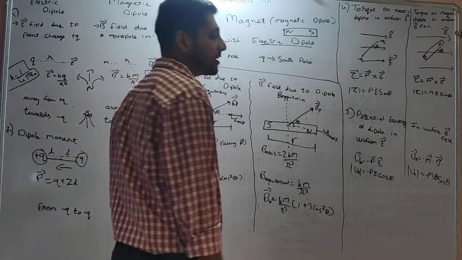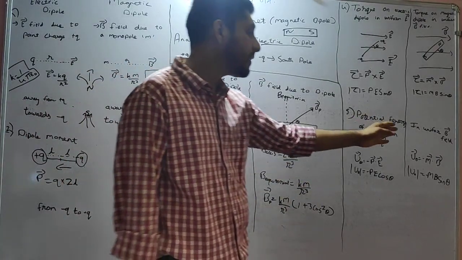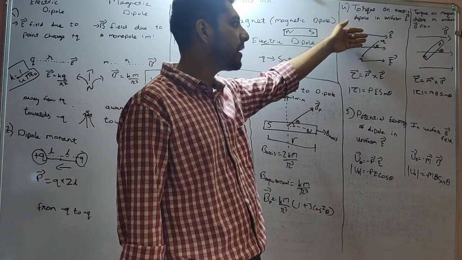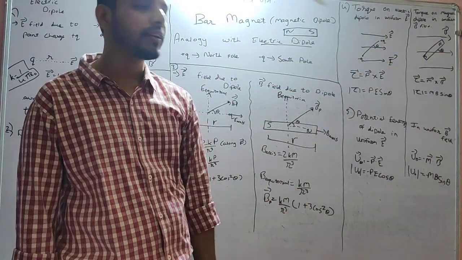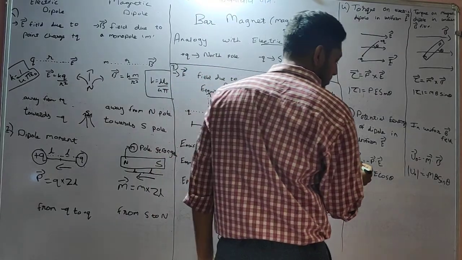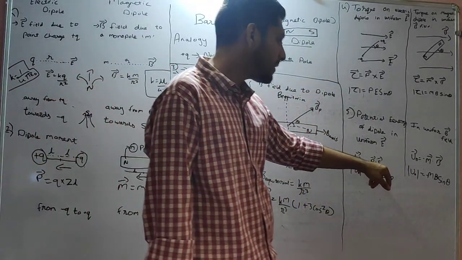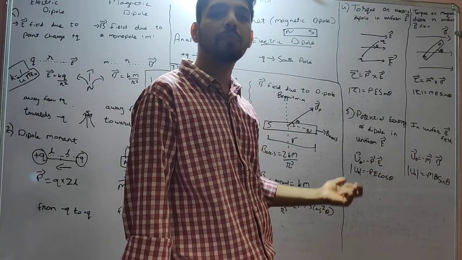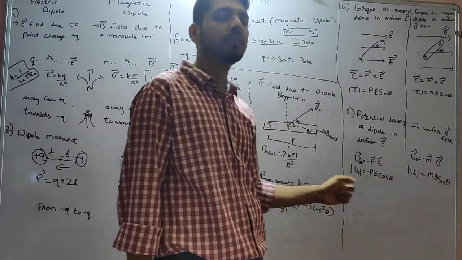And the last one, potential energy of a dipole in uniform electric field. Suppose here it is a uniform electric field and we have a dipole over here. Then if you want to find the potential energy of this, you can write U equals minus p dot E, which means it is a dot product. If you want to remove the dot product and find the magnitude, you can write minus pE cos theta.